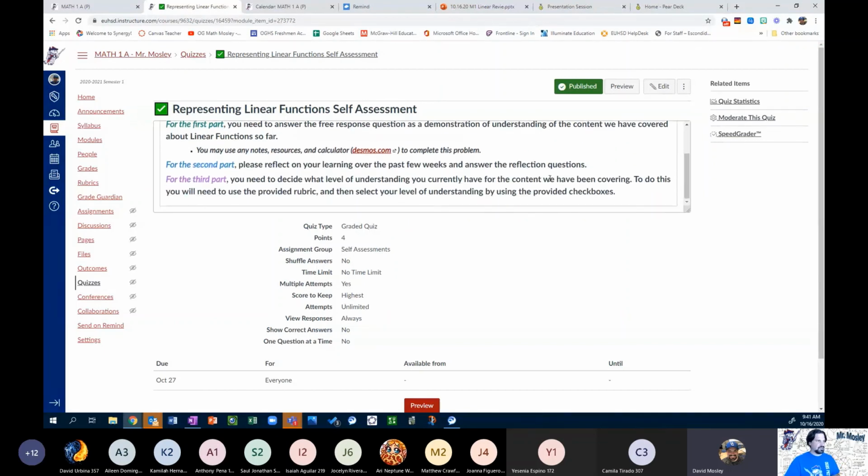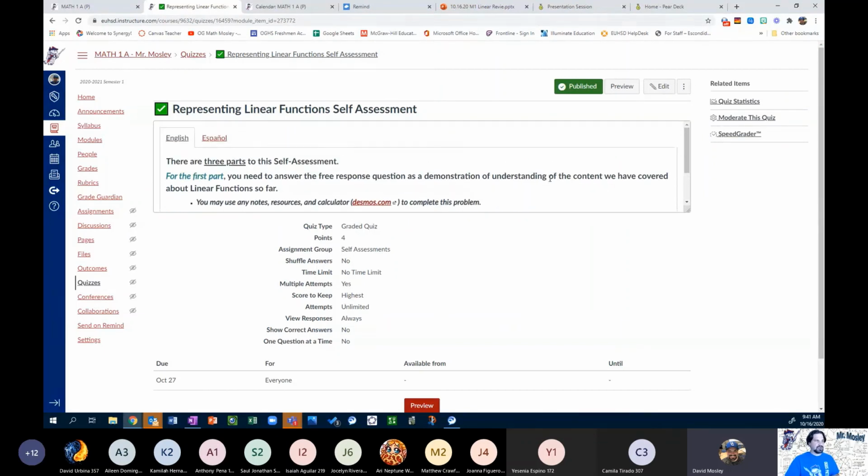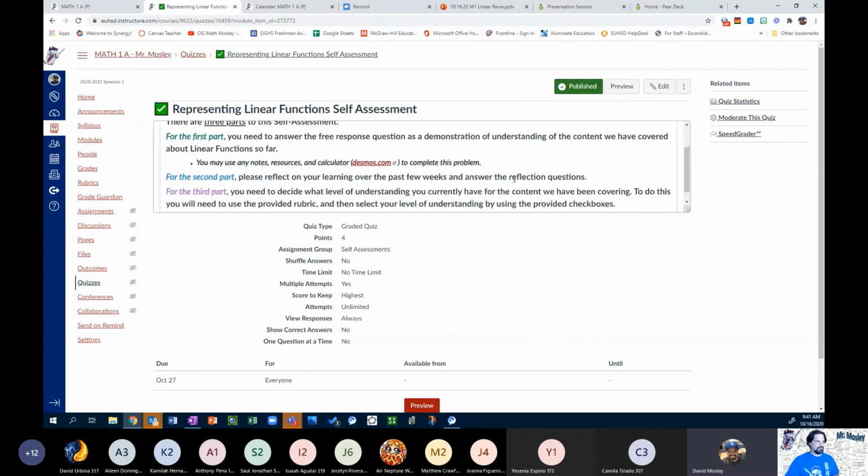We have some directions up here. There are 3 parts to the self-assessment. The first part, you need to answer the free response question as a demonstration of understanding of the content we've covered about linear functions so far. You can use any notes, resources, and calculator. I've got the link to Desmos right here to complete this problem.